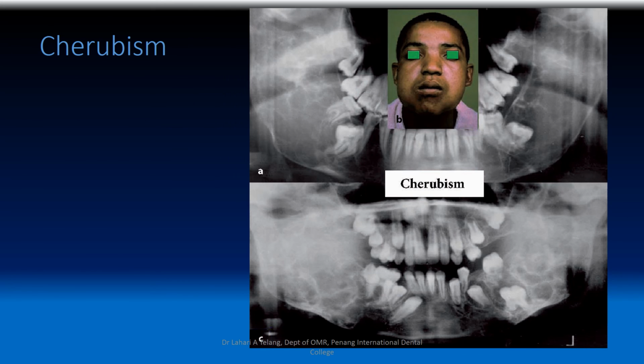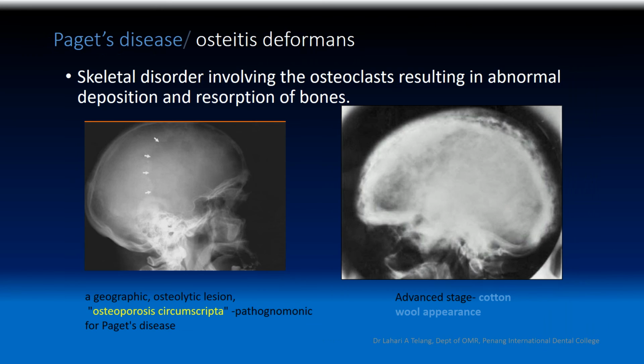Cherubism, again rare, has the possibility of multiple bone involvement. Maxilla and mandible can be involved, with a multilocular appearance, and you would feel that the teeth are floating in the multilocular appearance, with hard bony swellings and a long-term treatment plan for the patient who has this condition.